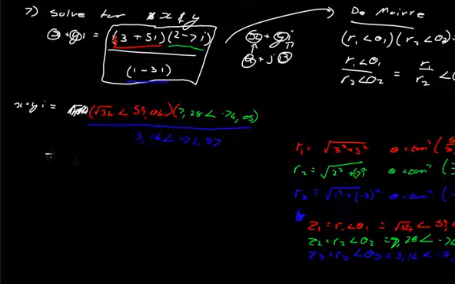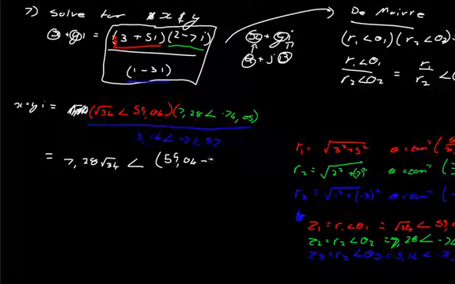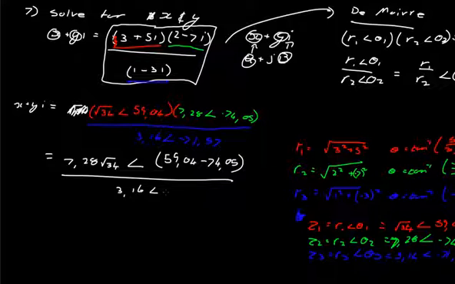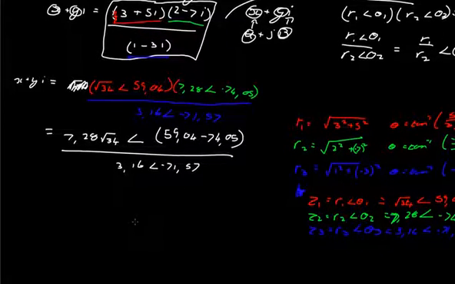Okay, so according to the first law, we multiply R1 and R2, so that is 7.28 root 34 angle, and then what do we do? We add the angles. So 59.04 minus 74.05, that is over 3.16 angle negative 71.57. Sorry, my handwriting on this thing is not great.